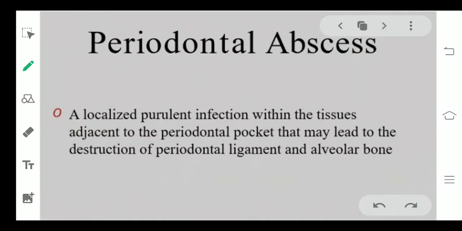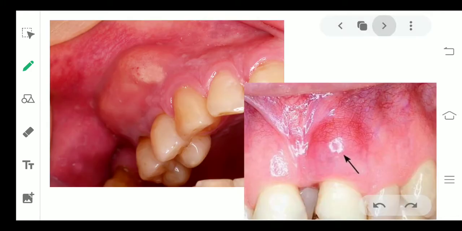If you move ahead with the definition of periodontal abscess, it is a localized purulent infection within the tissues adjacent to the periodontal pocket. Focus on each and every word. It is a localized purulent infection inside the tissues, and these tissues are adjacent to the periodontal pockets. The other part of the definition is that this leads to destruction of your periodontal ligament and your alveolar bone. So this is the whole definition.